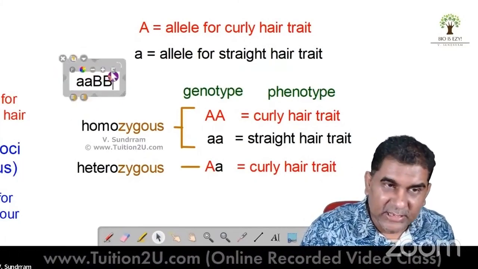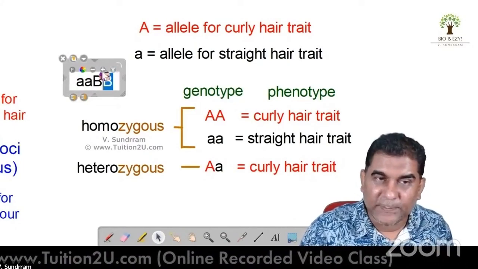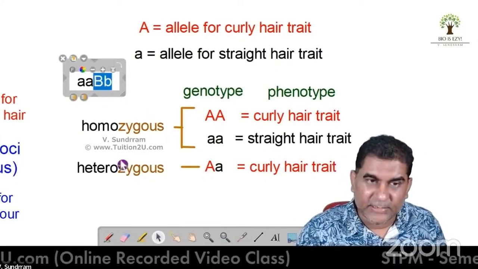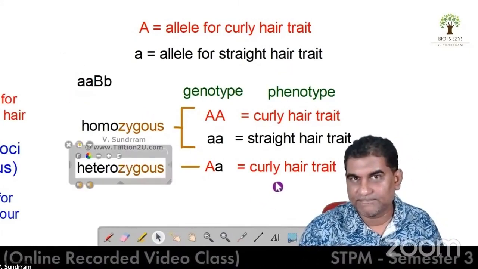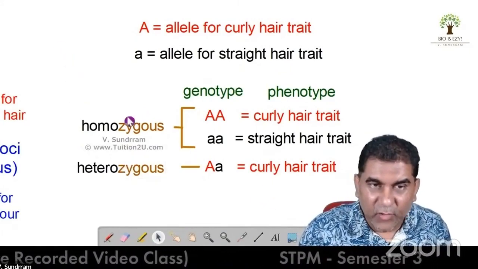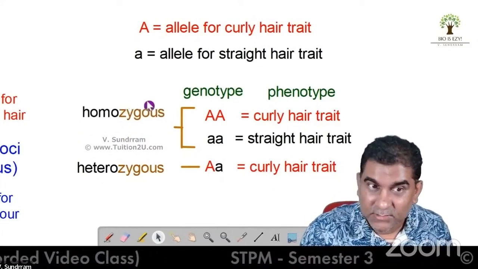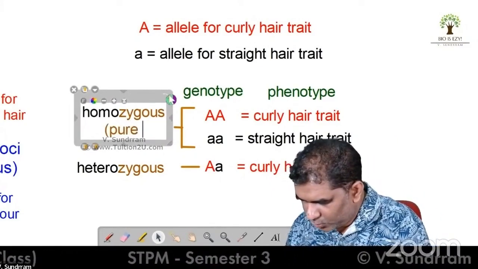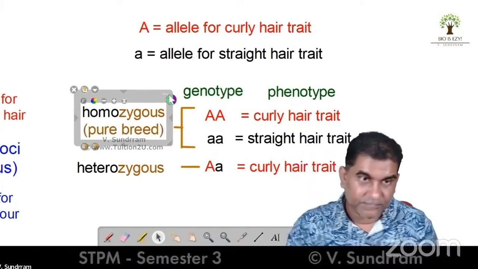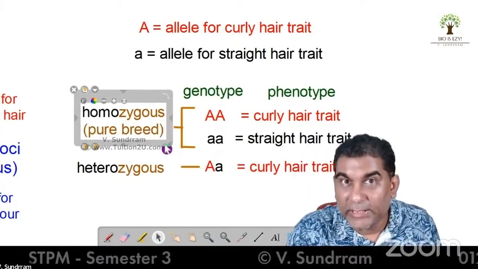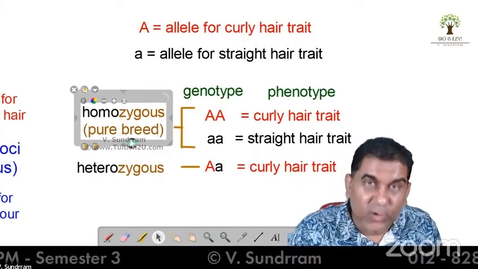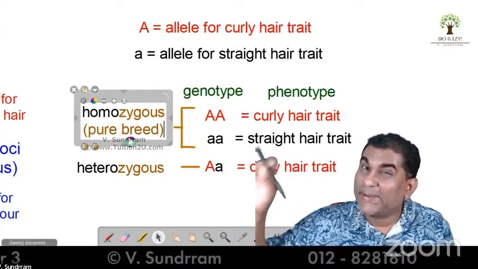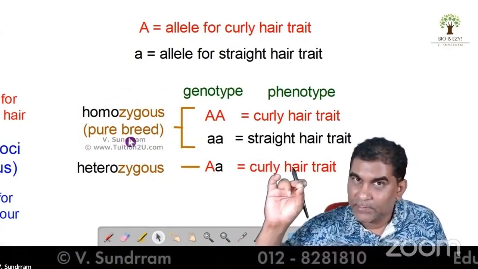But let's say capital A, small a, capital B, small b. This allele is different, so they become heterozygous. If homozygous, we call them purebred. Baka tule in Malay, in English, purebred. If you read a question, it's a pure breeding organism.